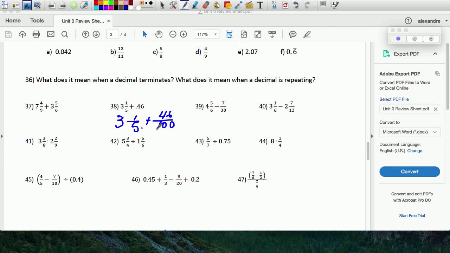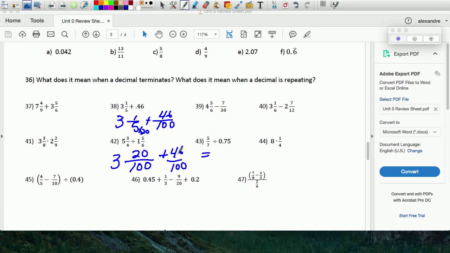So now we have two fractions here, so I'm going to change the 1/5 into an equivalent fraction over 100. How did the 5 become 100? Times 20. So on the top I multiply and I go times 20. So 1 times 20 is 20. So now I have 3 and 20/100, which is the same thing as 3 1/5. And I add this to 46 over 100.